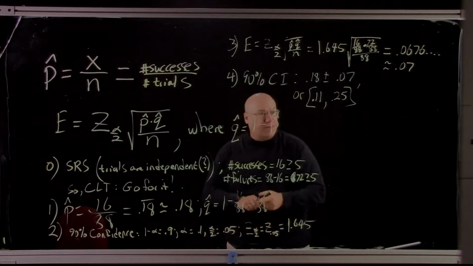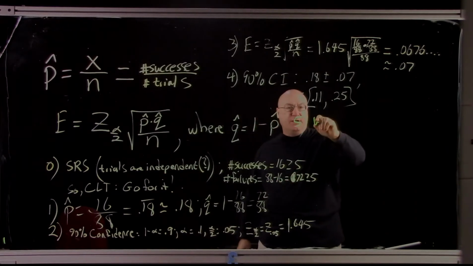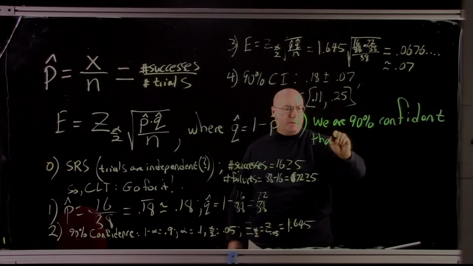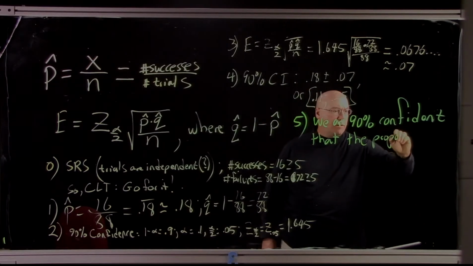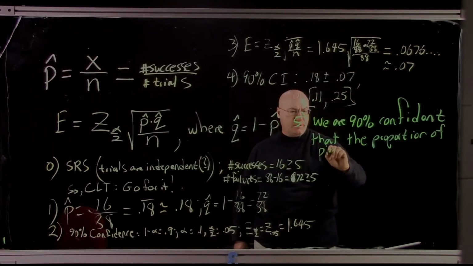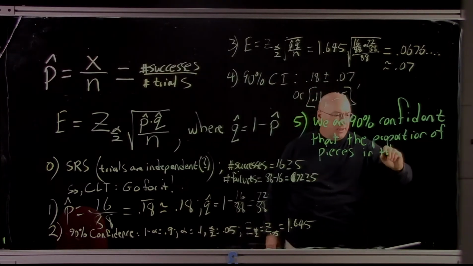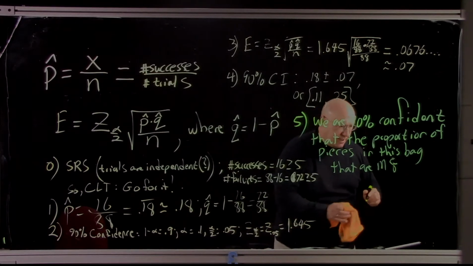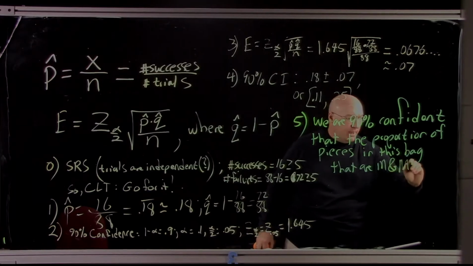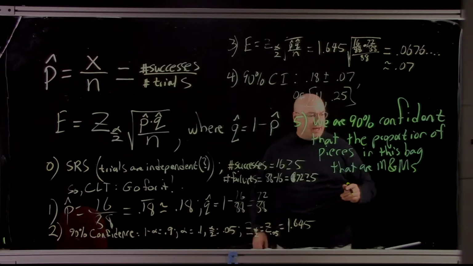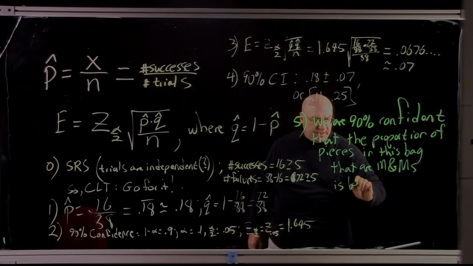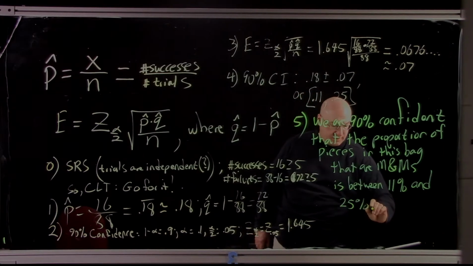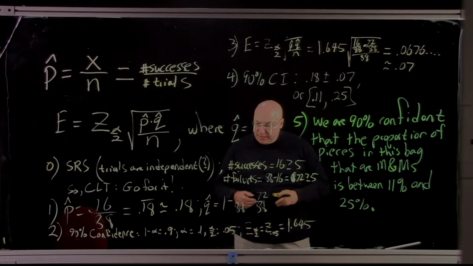We are saying our final conclusion is we are 90% confident that the proportion of pieces in this bag of trail mix that are M&M's is between, let's say, 11% and 25%. Okay, that's that.